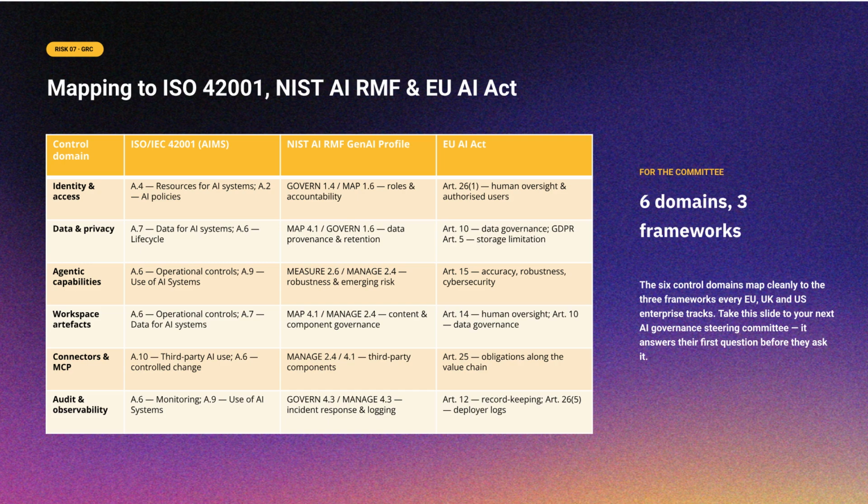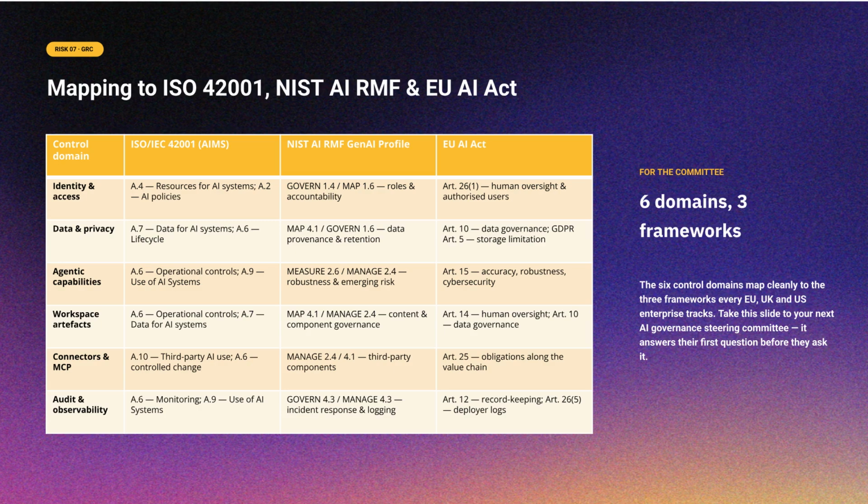The 6 control domains map cleanly onto the 3 frameworks every regulated enterprise tracks: ISO/IEC 42001 for the AI management system, the NIST AI Risk Management Framework with the Generative AI Profile for risk practice, and the EU AI Act for the law that now applies. The point isn't to argue which framework is best. It's that the same admin settings give you audit evidence under all 3.